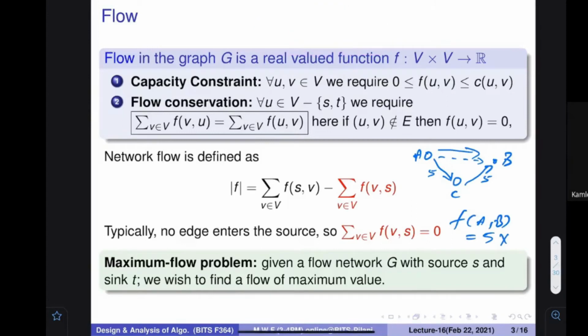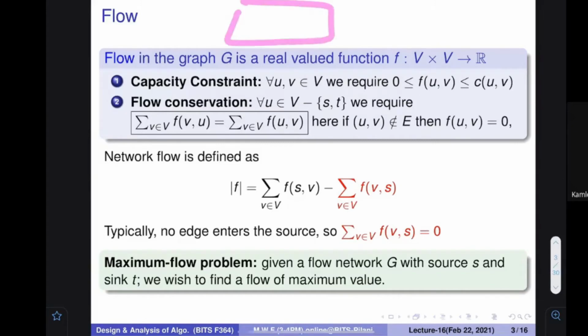So this is the scenario we are in. Let me clear it. We were talking about the flow between two nodes. Now I'm going to talk about the flow in the network. How much flow is there in the network?